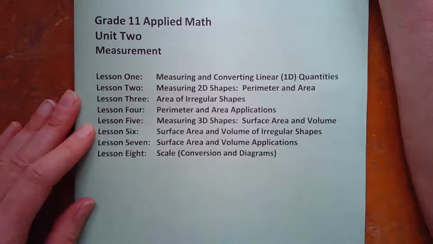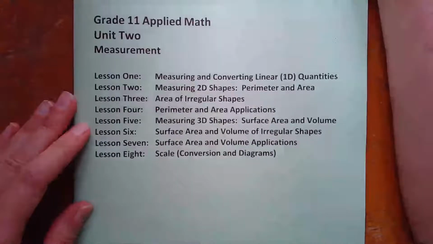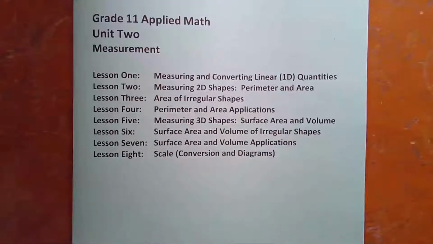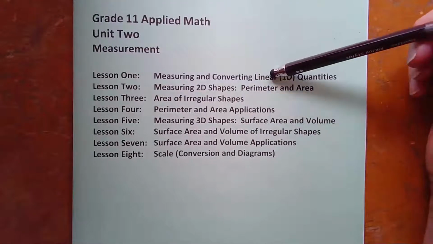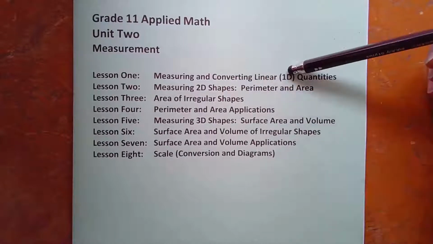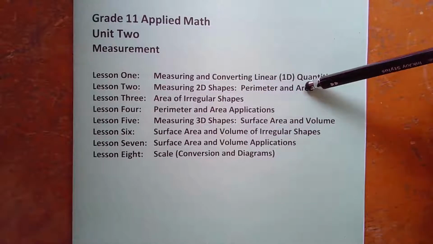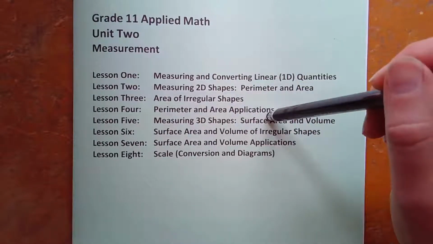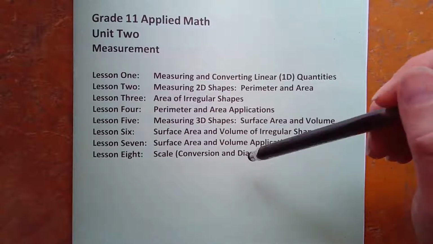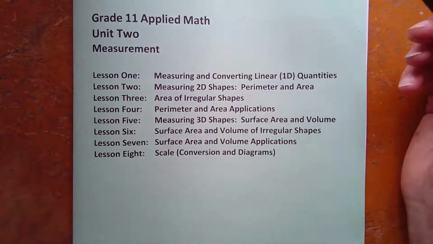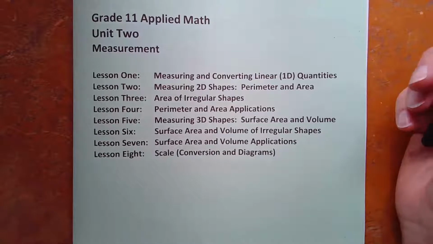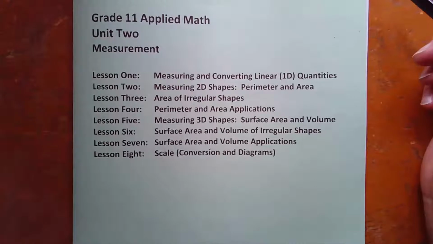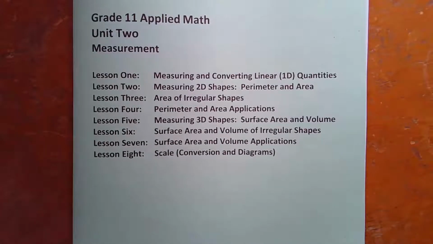You can see that there's lots of lessons. There's 8 lessons, and some of the words might be familiar to you. We're going to talk about that word linear, right? Meaning a straight line. Perimeter and area, I'm sure you've seen and worked with that before. Irregular shapes, more perimeter and area, surface area and volume, and that continues on. Our last lesson's about scale. So if you have some design and measurement background in your past academic career, that will come in handy.